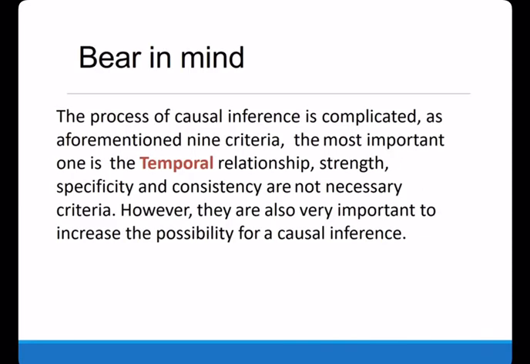We should bear in mind that the process of causal inference is complicated, as with the aforementioned nine criteria. The most important one is the temporal relationship. Strength, specificity, and consistency are not necessary criteria. However, they are also very important to increase the possibility of causal inference.